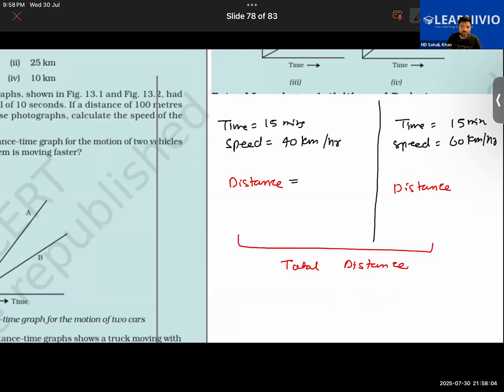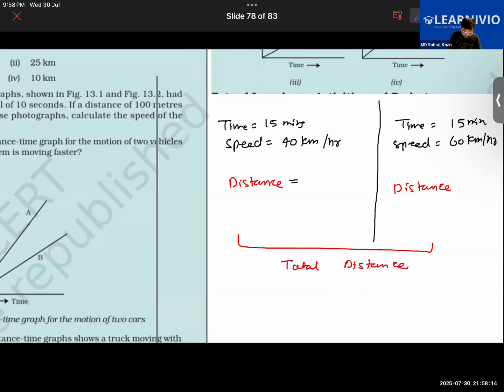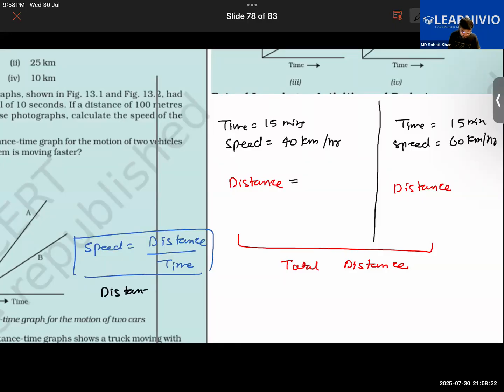Abhiraj, all of you do one thing. Write down the formula first of all, and those who have still not memorized it. Speed is equal to distance divided by time. Write it down quickly. Then write down distance equals speed multiplied by time. Write down these two important formulas, Abhiraj and everyone.